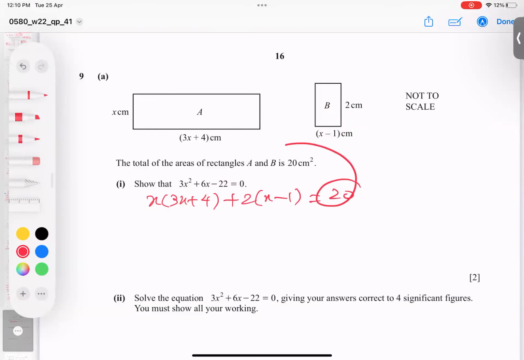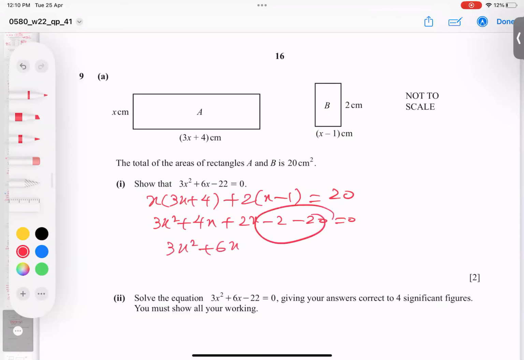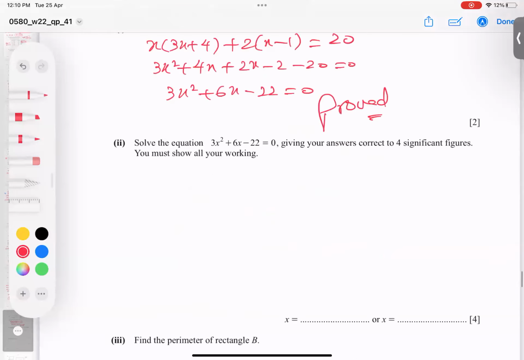equals 20. Why? Because he said x multiply inside, I get 3x squared. X multiply 4, I get 4x. 2 multiply with x, 2x, 2 ones are 2. And this 20 will shift to the left side. So 3x squared copy done. 4 plus 2, 6x. And 20 and negative 2 become negative 22. And let's go for the next question.